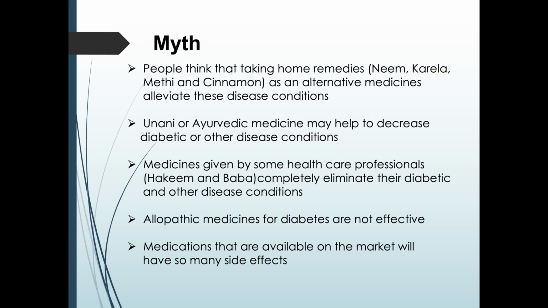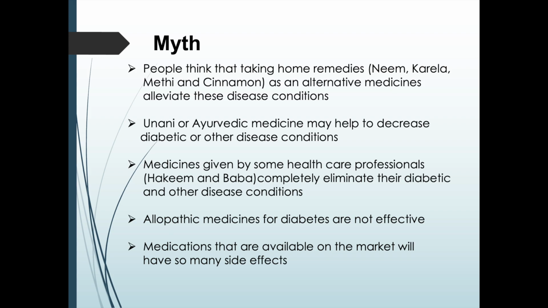Then myth and reality. Here is the main gist of my talk: myth and reality. As I said, people think that home remedies, particularly neem, karela, this is bitter gourd, methi, fenugreek, and cinnamon can work as an alternative medicine. They think, why should I take medications? I can use these things and control my sugar level. Generally, these things can be taken in a preventive phase. Once a person becomes diabetic, these will not work.